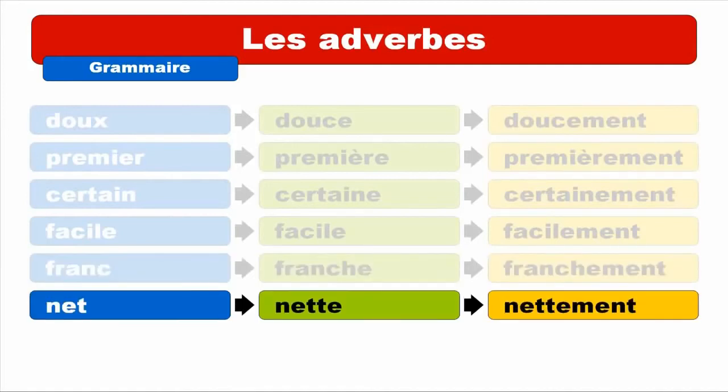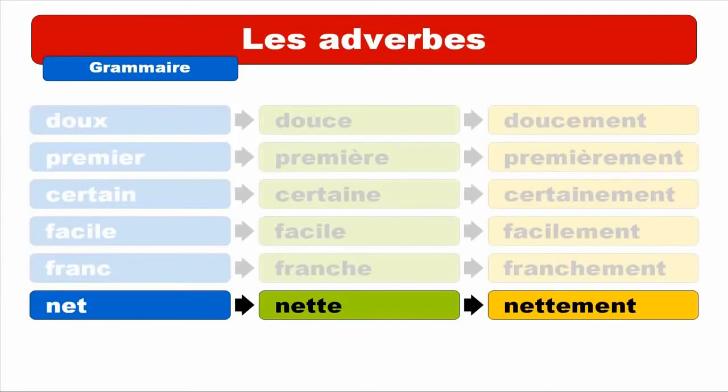Net, repeat. It's quite interesting because the feminine form is written in a different way, but it's pronounced the same way. So it's net. Repeat. Net. And then the adverb gives you the pronunciation nettement.